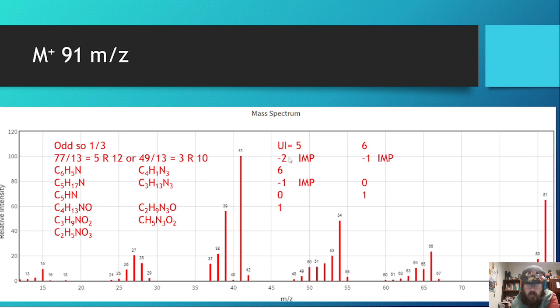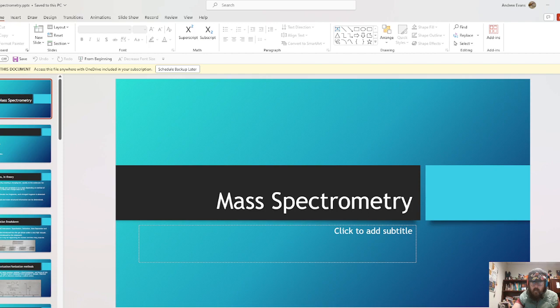Please note, if you're trying various structures and you have a negative unsaturation index, that structure is impossible. So remove that from all possibilities. An unsaturation index of 0 just means there's no double bonds. But negative, that's impossible. That knocks that off the realm of what can happen. But that's all I wanted to show.